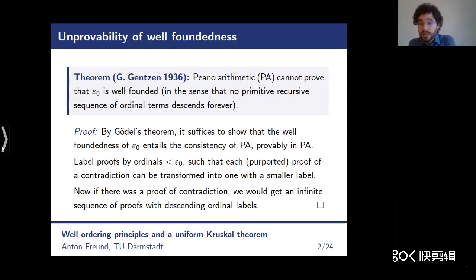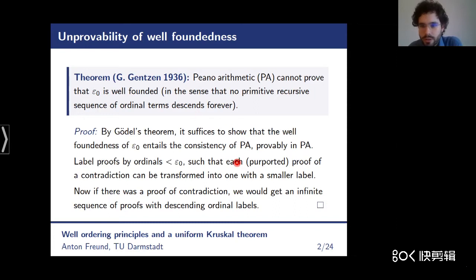Good, so how do we do this reduction? Well, very roughly, the idea is that we label proofs by ordinals below epsilon 0. So to each proof, we would assign an ordinal below epsilon 0, such that the following holds. Whenever we have a proof of contradiction, then this proof will have a certain label. And the claim is that we can transform this proof of contradiction into another proof of contradiction that will have a smaller ordinal label.